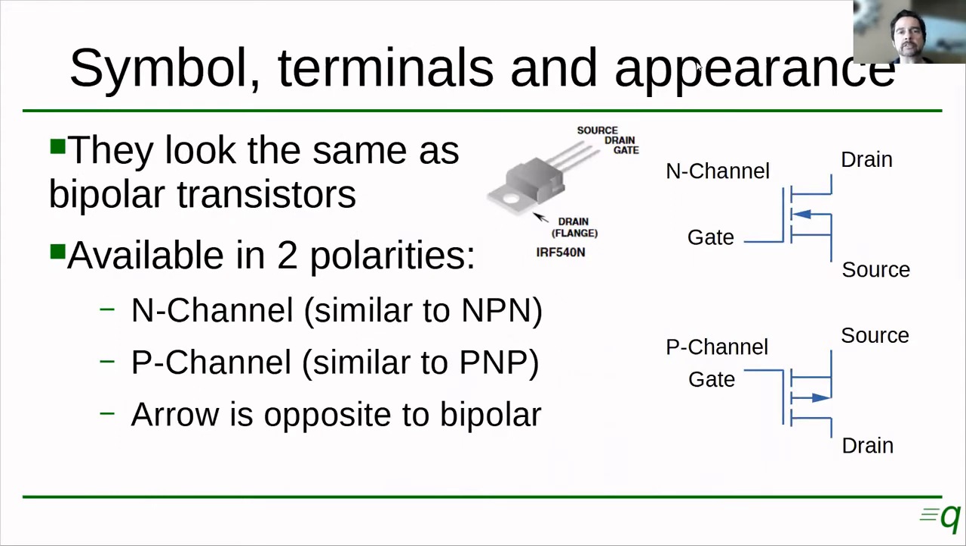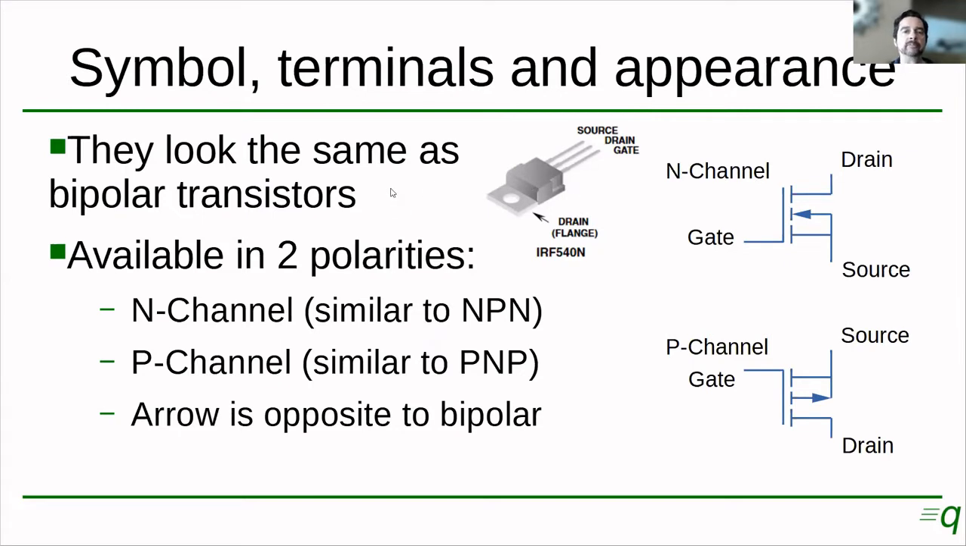Let's see what a MOSFET looks like. They look from the outside the same as a bipolar transistor, right? So this is taken from a data sheet. This is an IRF540N, right? So if you recall, this type of package was also used on bipolar transistors. So just by looking at the transistor, you cannot tell whether it's a bipolar or a MOSFET.